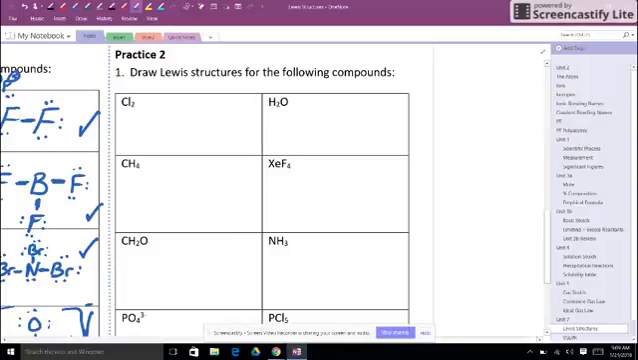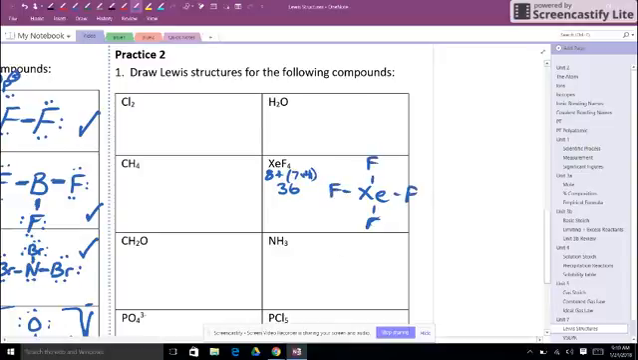Let's do the Lewis structure for this now. Xenon has 8 valence electrons. Fluorine 7 each times 4. So we're going to get here 7 times 4 plus 8. So we get 36. Let's get the xenon in the middle. Let's get the fluorines on 4 sides. Let's start with single bonds.